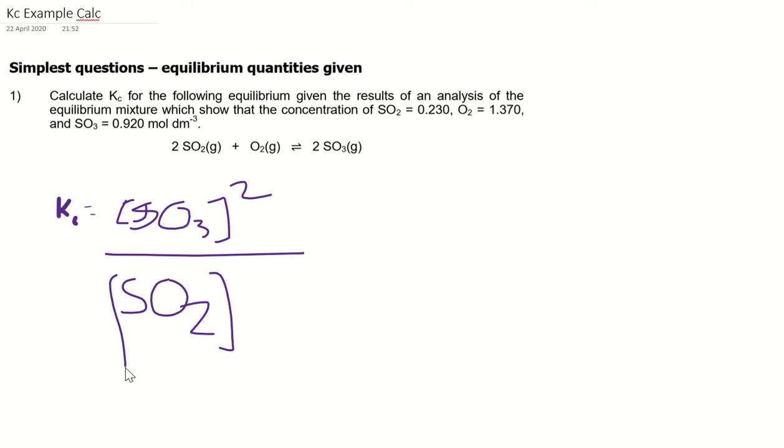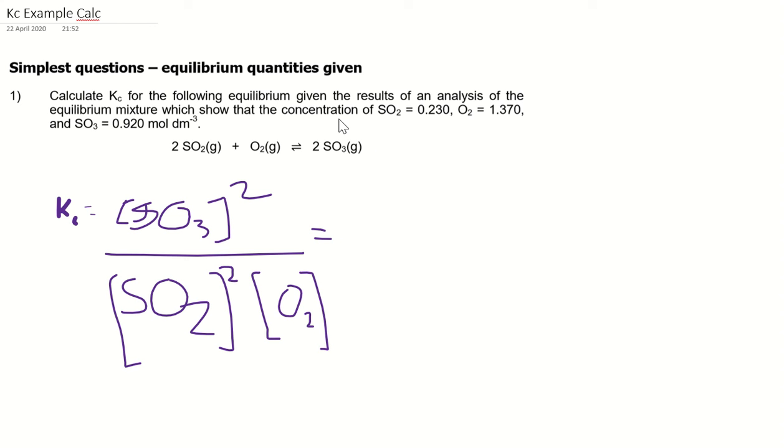Concentration of SO2, and again there's 2 moles of that on the left hand side, so squared and then times, not plus, times the concentration of O2. But there's only 1 mole of that, so it's just as simple as that. Now it's simply as simple as putting in numbers.